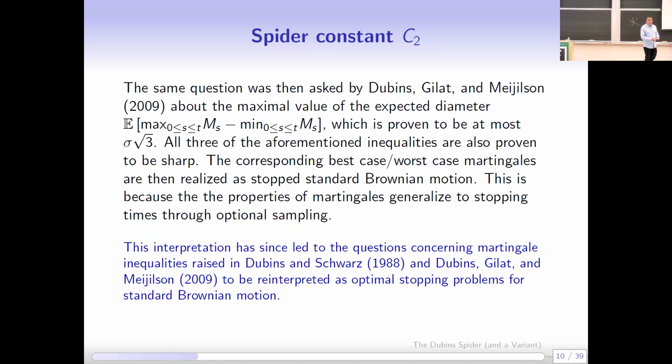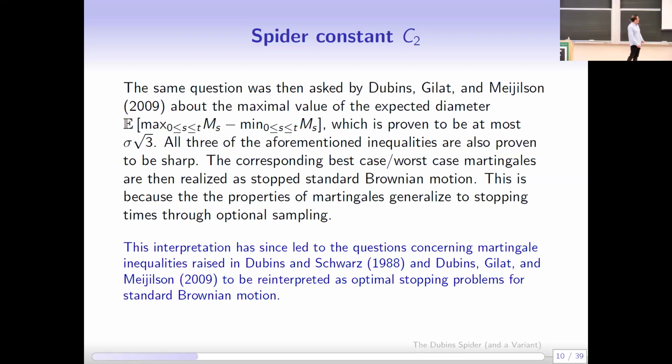And indeed, the question was then asked again by Dubins, Gilat, and Meilijson about the maximal value of the expected diameter. And here the diameter is interpreted in the natural way as the expected value of the running max of the martingale minus the running min, which was proven to be sigma root 3. All of the inequalities are also proven to be sharp. So they do correspond to the best constants.